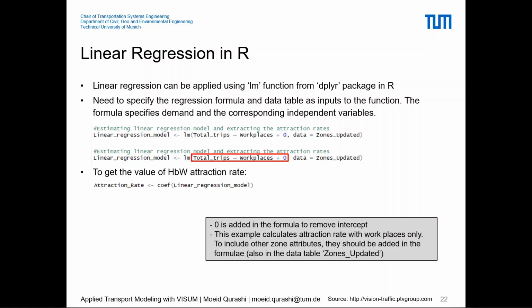So next, we have defined the linear regression model: lm, total trips, workplaces plus 0, and then we will find the attraction rate. To get the value of the attraction rate, we say that the coefficient of this linear regression model is equal to the attraction rate. I'm also noting here that 0 is added in the formula to remove the intercept, as I showed you graphically. The example calculates attraction rates with workplaces only; to include other zone attributes, they should be added in the formula.